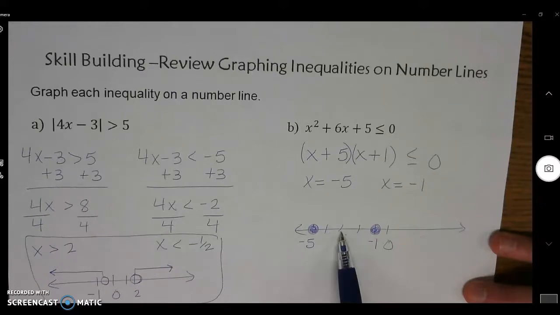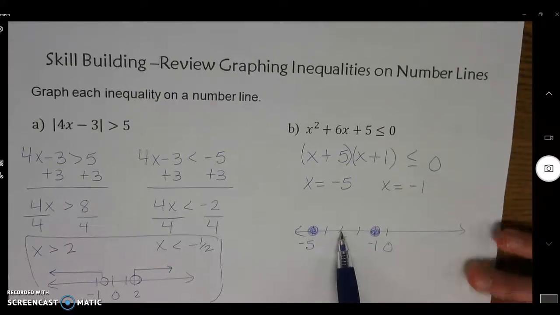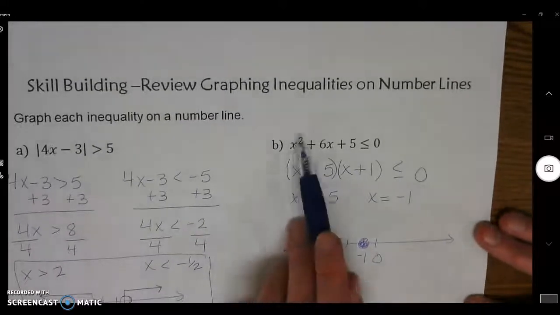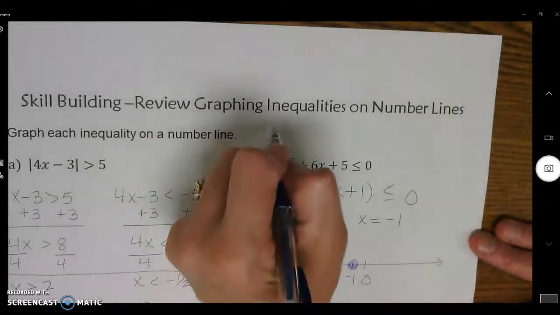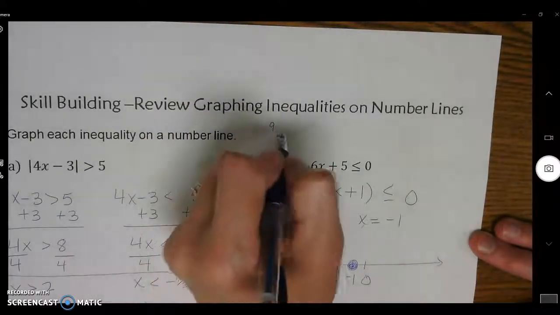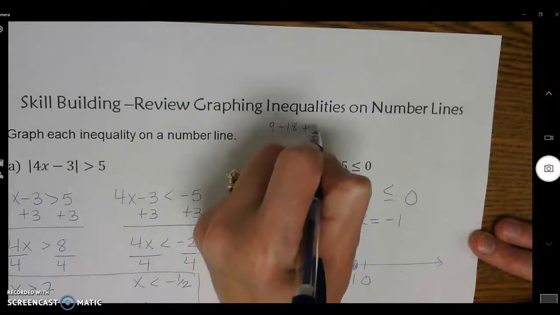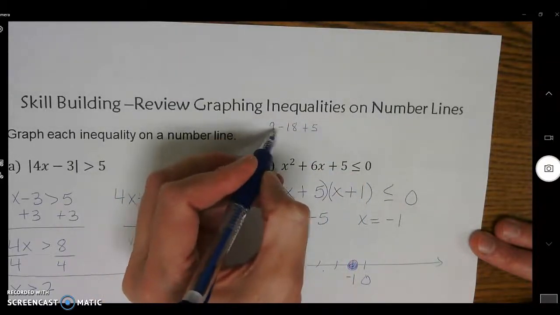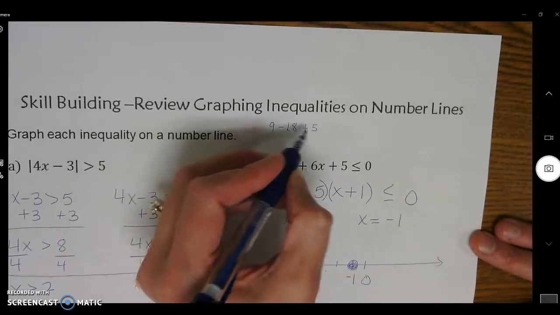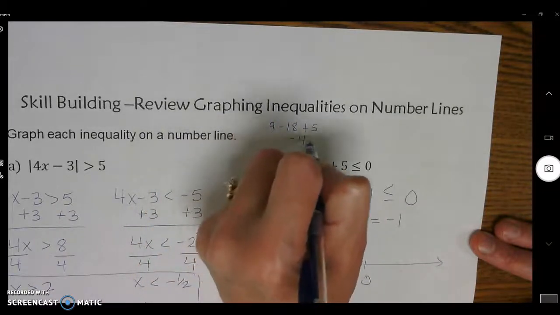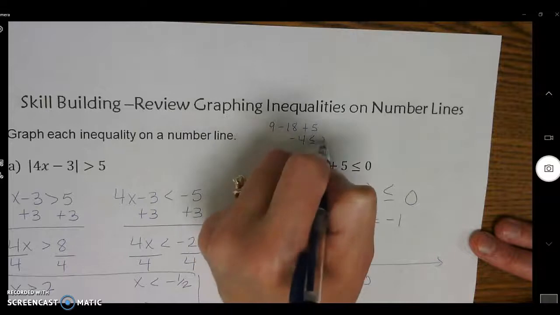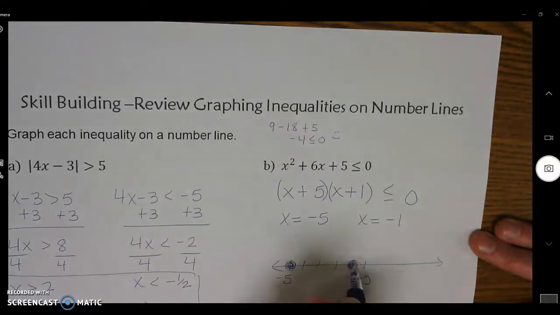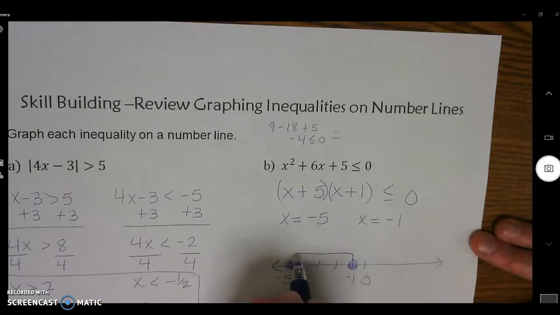Let's try another one over here. How about we pick negative 3? So if I pick negative 3 and I plug it in here, this will be 9, this will be minus 18, and that's plus 5. So 9 minus 18 is negative 9. Negative 9 plus 5 is negative 4. And sure enough, negative 4 is less than 0. So that works. So that means that we're covering this area here for sure.